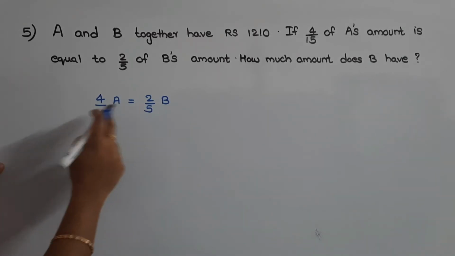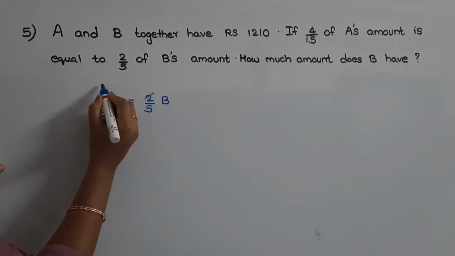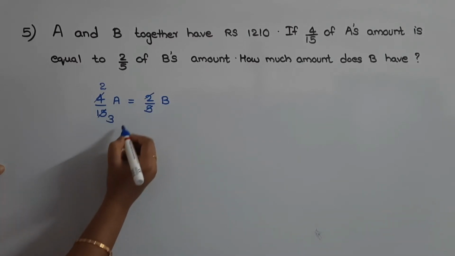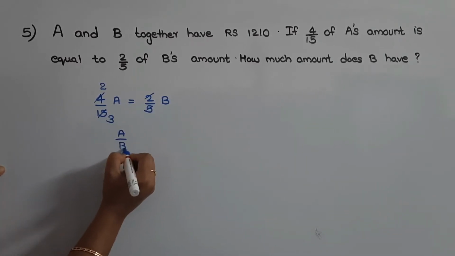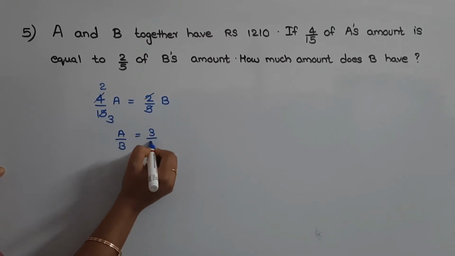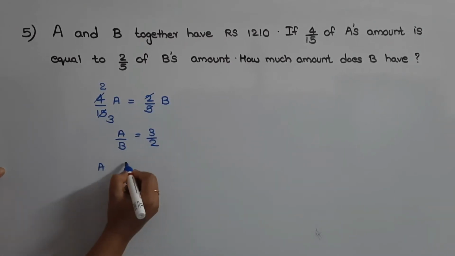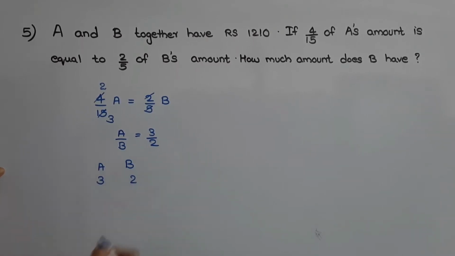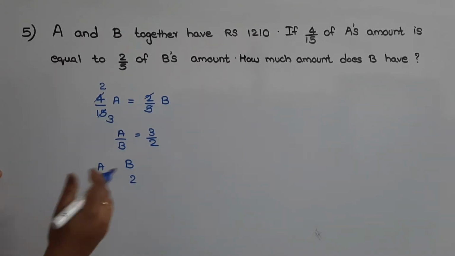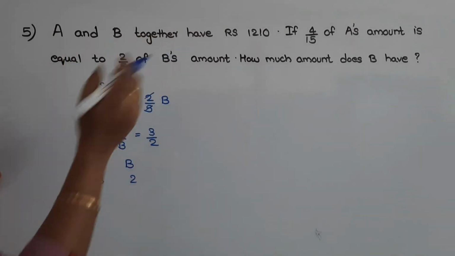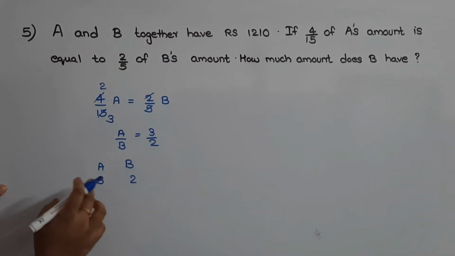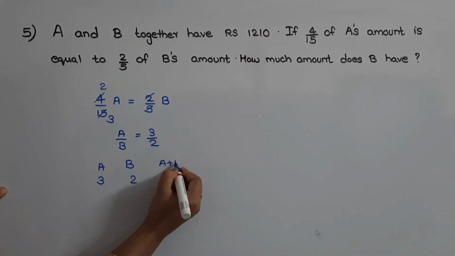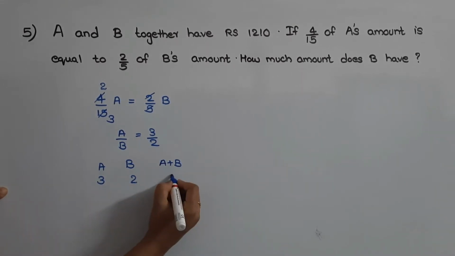Okay, so from this we can find out the ratio of the amount that is present with A and B. So from this A by B will be equal to 3/2, or the ratio of the amount that is present with A and B is 3:2. Now they have given the total amount that is present with A and B. So let us find out the sum of the ratios, that will be equal to 3 plus 2, that is 5.